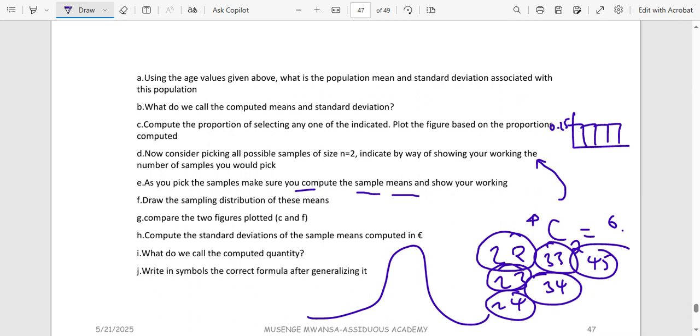Standard deviation tells you just how far away you are from the mean. So it's the standard error of the mean. Write in symbols the correct formula for generalizing it. If you want to find the standard error of the mean, you can just say standard deviation divided by the square root of n, where n is the number of terms that we are dealing with. So basically that is that.